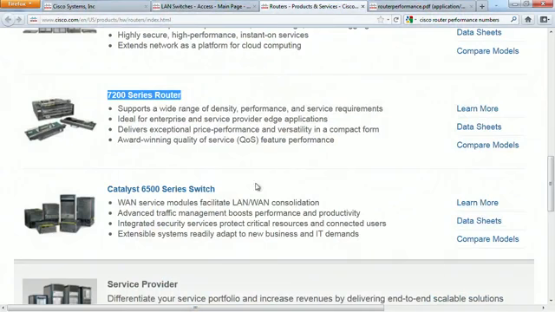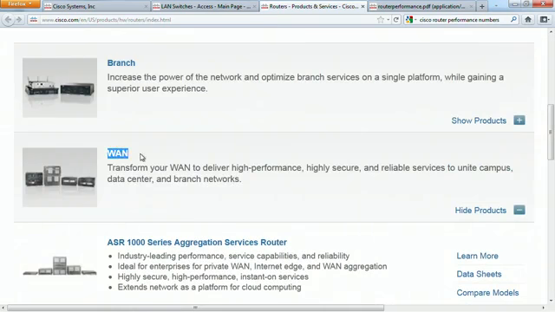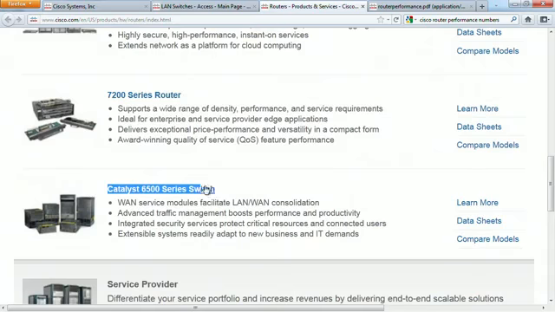This is basically the core of their routing platforms, where it originally used to be part of the core, but now since it's an older router, it's starting to move down lower in the range. But you can see here also, it says for WAN routing, the Catalyst 6500 series switch also fits in here.